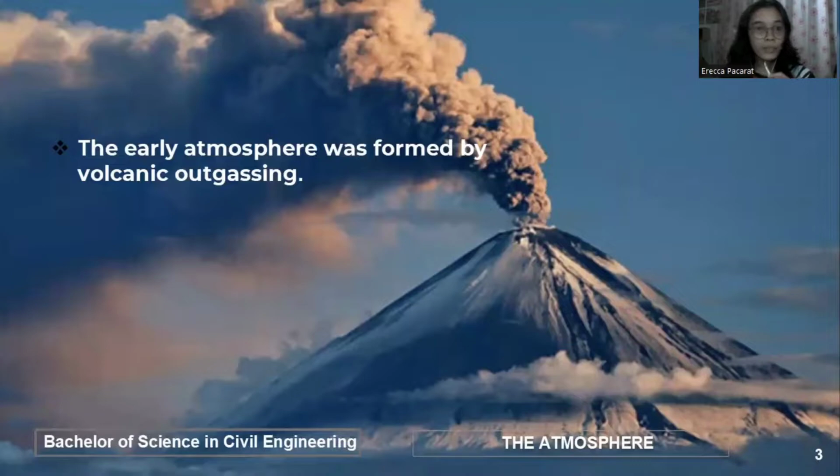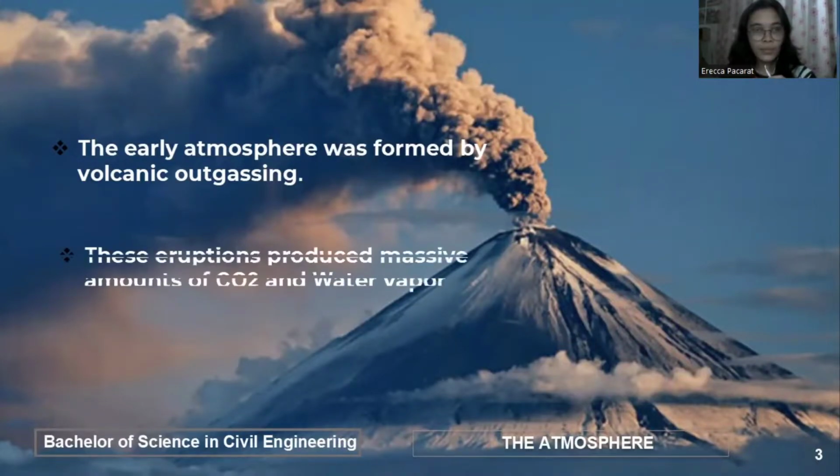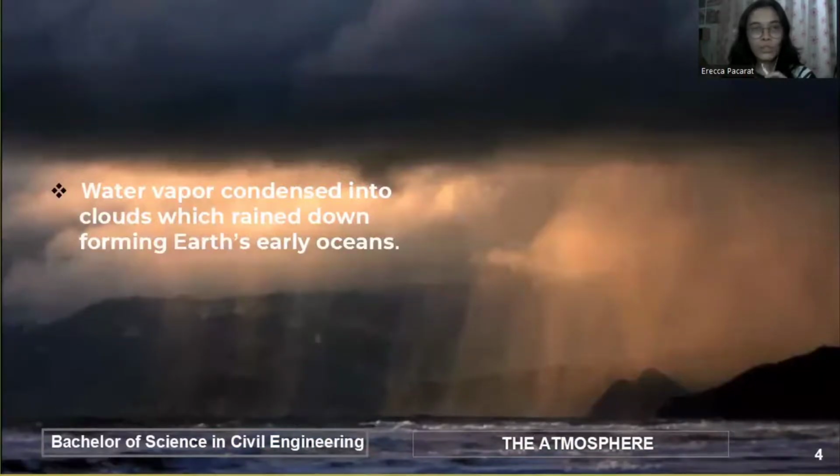The early atmosphere was formed by volcanic outgassing. This eruption produced massive amounts of carbon dioxide and water vapor. Water vapor condensed into clouds which rained down, forming Earth's early oceans.